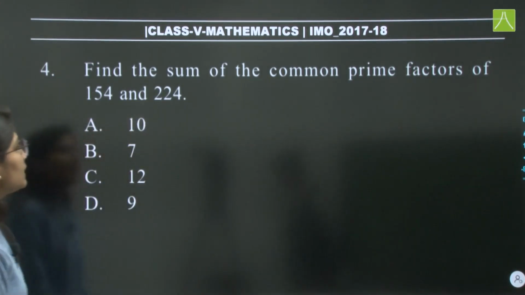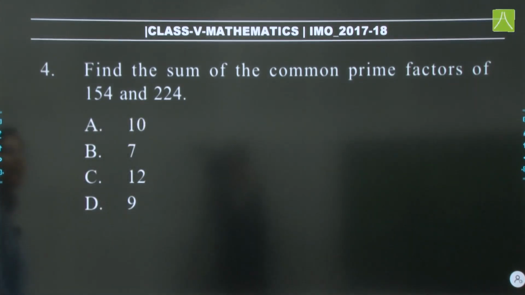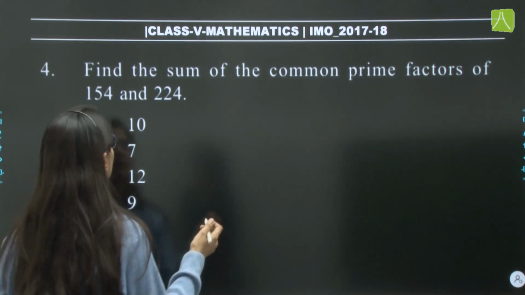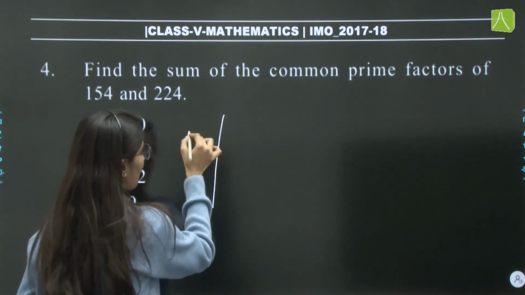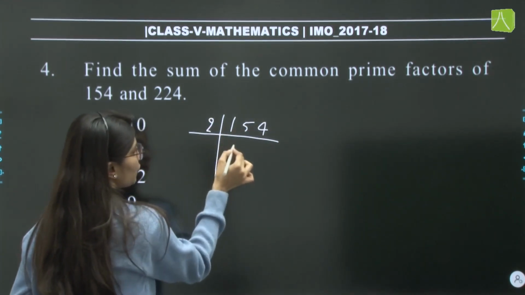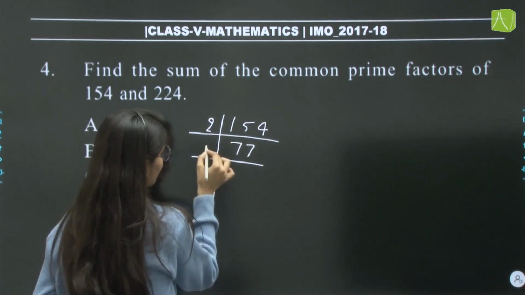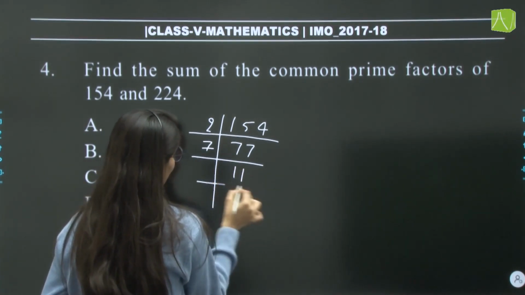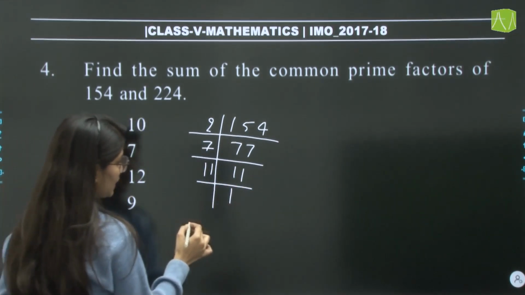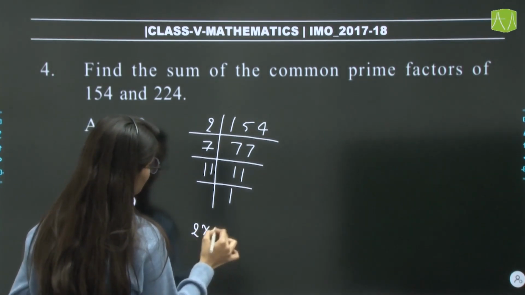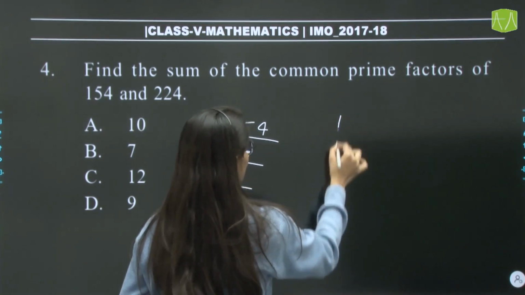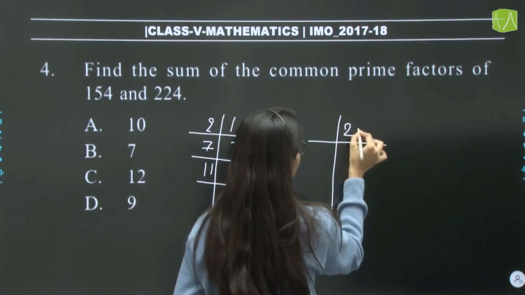Find the sum of the common prime factors of 154 and 224. So first let's do the prime factorization of 154. So now from here we can get the prime factorization of 154, that is 2 into 7 into 11, and the prime factorization of 224.